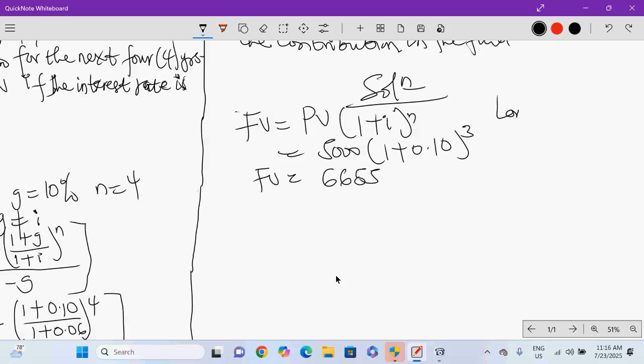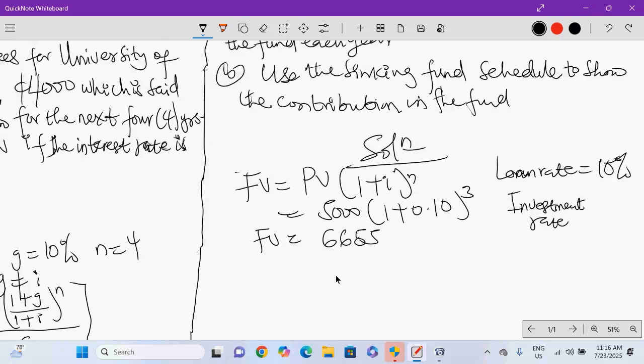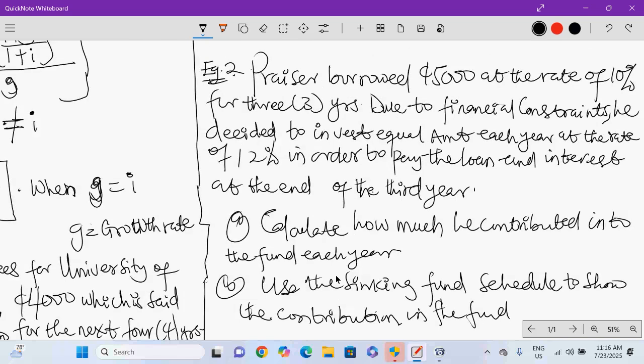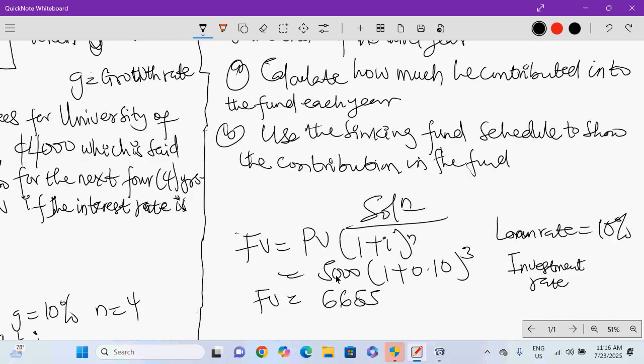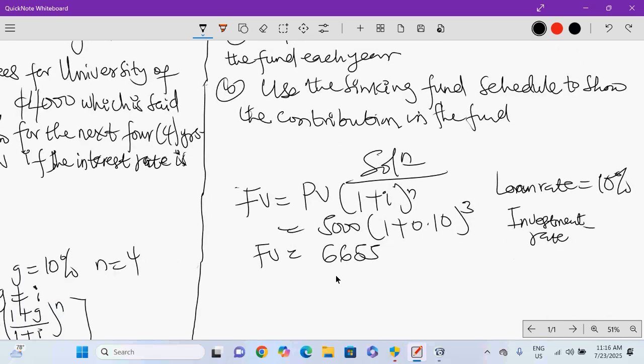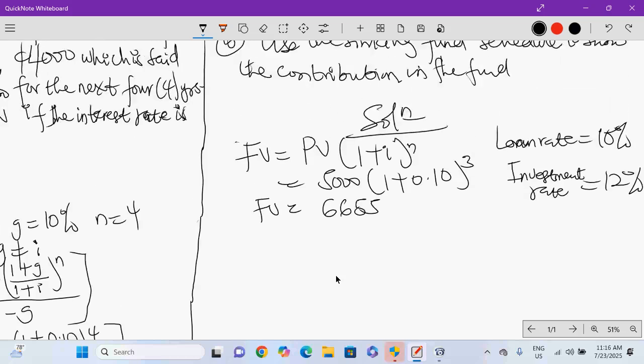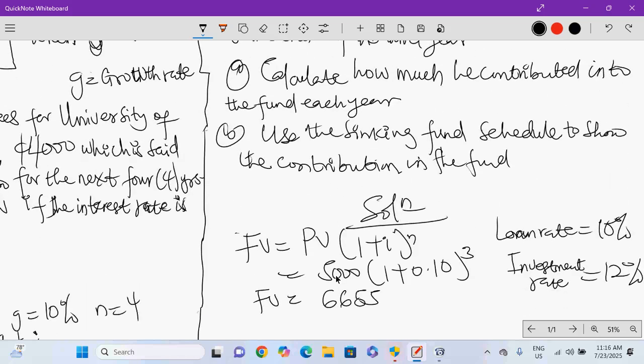You know that this is the loan rate. The loan rate is 10% as given in the question. And then the investment rate. The investment rate is how much? Due to financial constraints, he decided to invest an equal amount each year at a rate of 12%. So the investment rate is 12%. So now this is the future value of the loan.